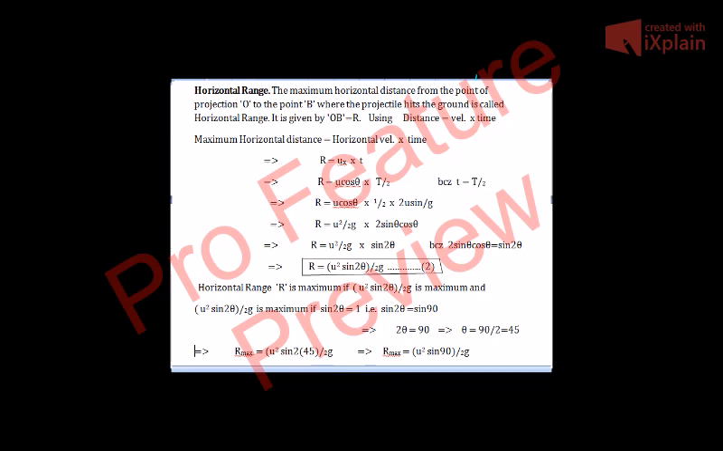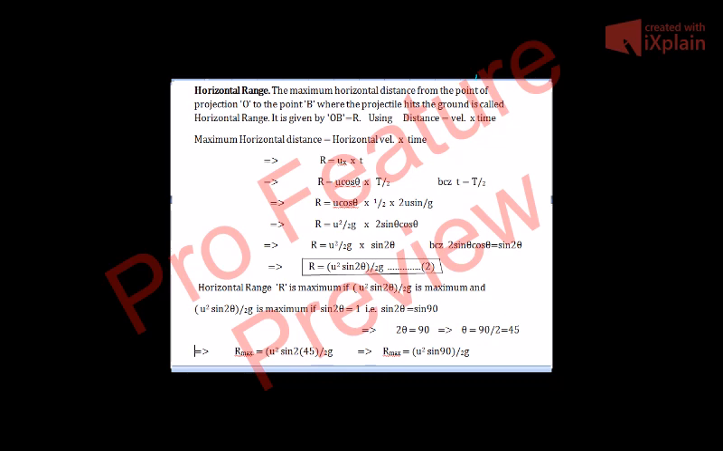So horizontal range R is maximum if U square sin 2 theta by 2g is maximum. If the RHS of the equation is maximum, then the LHS will also be maximum. So R will be maximum if U square sin 2 theta by 2g is maximum, and that will be maximum if sin 2 theta is equal to 1.